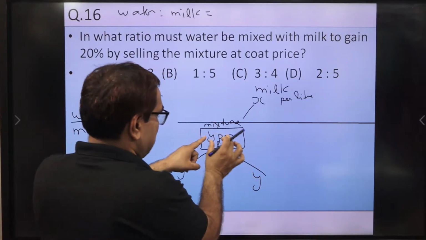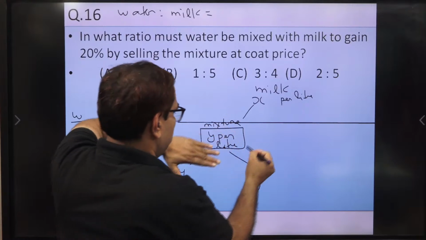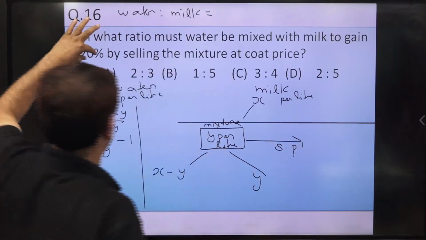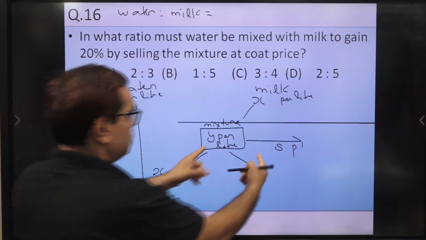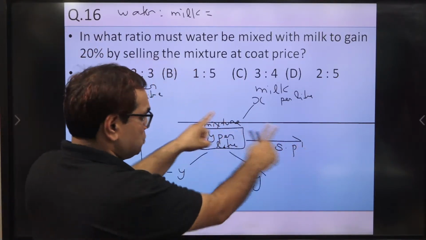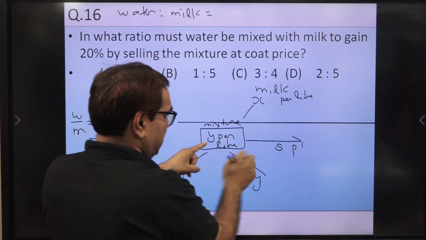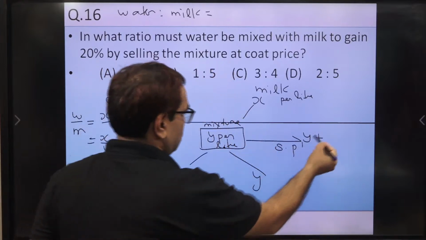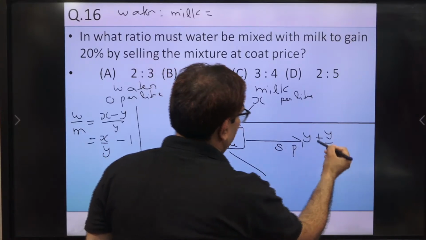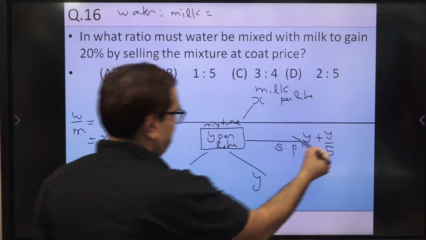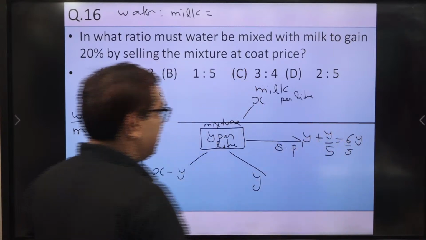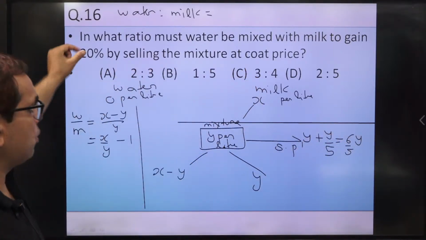Okay, this is the price of the mixture. So we want to sell it at a 20% profit. What should be the selling price of the mixture? Cost price of the mixture is y per liter. So selling price should be y plus its 20%. 20% means 1/5, so y plus 1 upon 5y, which is equal to 6 upon 5y. So this is the selling price to get 20% profit.